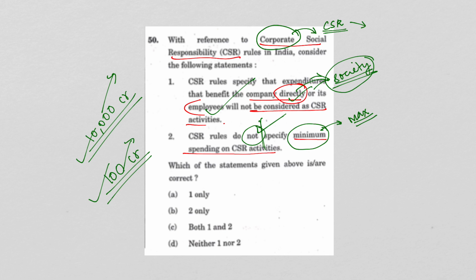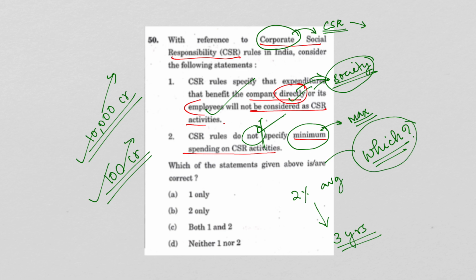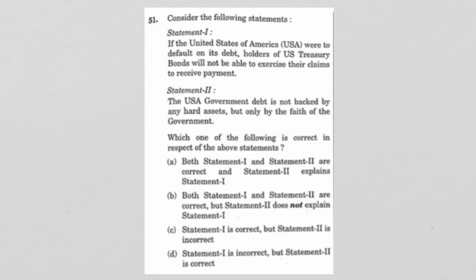There is some minimum requirement. Alright. And what is that minimum? 2% of the average net profit made by the company in the last 3 years, and which all companies will fall under this CSR. That also you should be knowing. If you don't know, please check that as well. Moving on, next one.